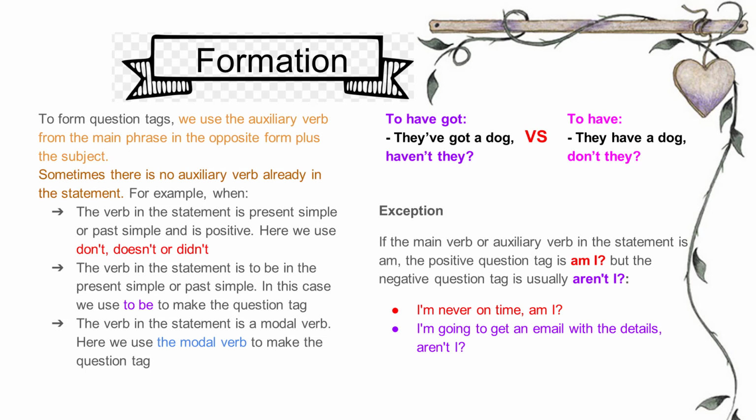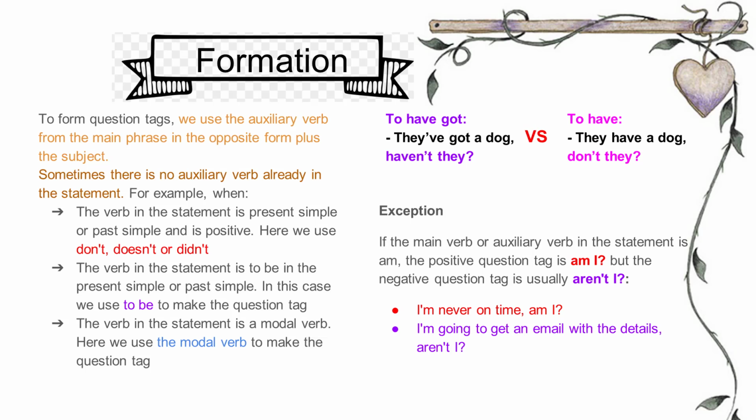Be careful with to have and have got, because you form question tags differently. When you use have got, you will use have in the question tag. For example, they've got a dog, haven't they? But when you use to have, you need to use the auxiliary of present simple, which is do. For example, they have a dog, don't they?